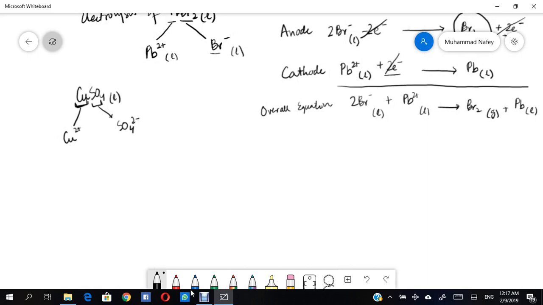Now what's going to happen at the cathode is pretty simple. Why? Because at the cathode we'll have Cu2+ ions gaining electrons and forming copper metal. Simple. But what about the anode? Sulfate ions are going to move to the anode, and what happens there? It's very attractive to think that something like this will happen.